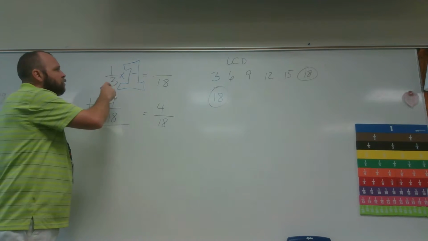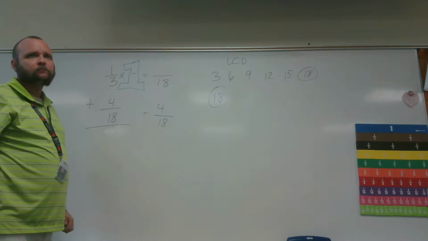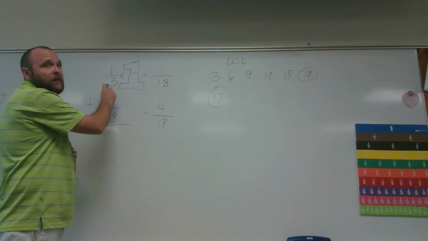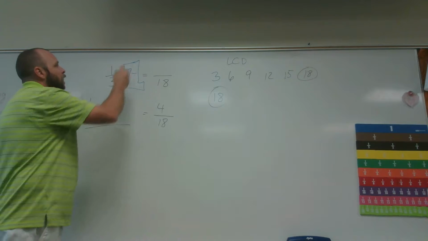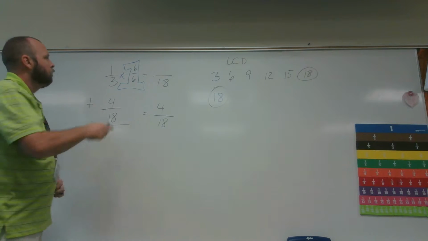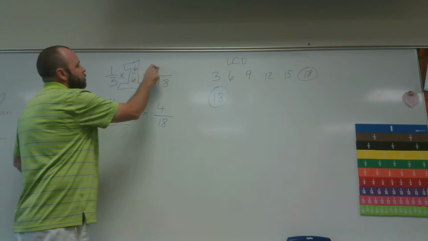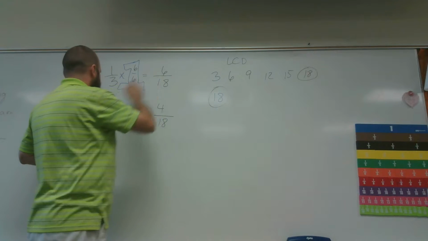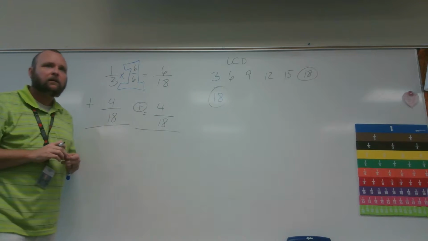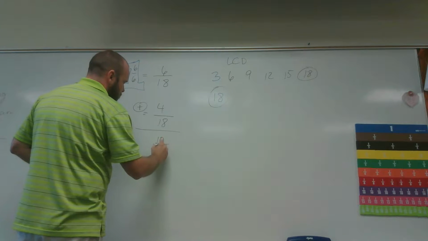Sorry. Tamara, 3 times what gives me 18? 6. Good. Since I know 3 times 6 gives me 18, I want this to be 6 over 6. Since I multiply straight across, 3 times 6 gives me 18, 1 times 6 gives me 6. It's an addition problem, so I always bring that sign over. So it's 10 over 18, 10 18ths.